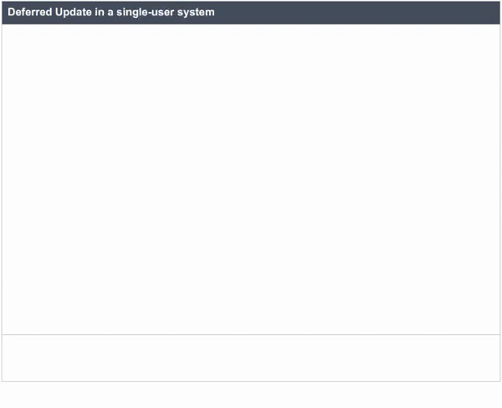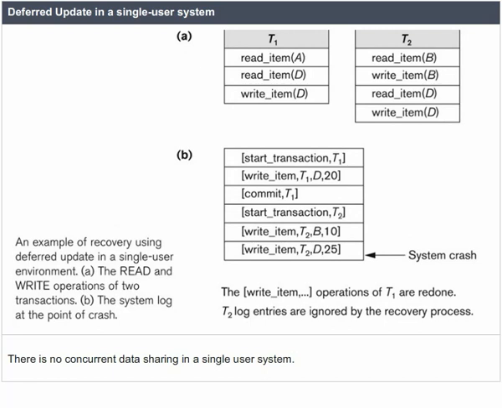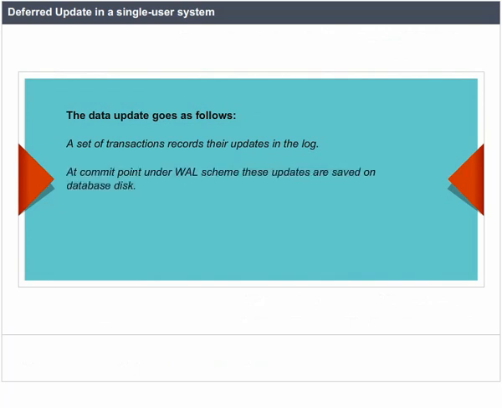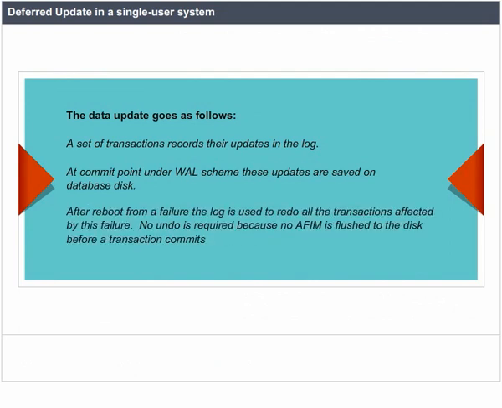Deferred update in a single user system. There is no concurrent data sharing in a single user system. The data update goes as follows. A set of transactions records the updates in the log. At commit point under WAL scheme, these updates are saved on database disk. After reboot from a failure, the log is used to redo all the transactions affected by this failure. No undo is required because no AFIM is flushed to the disk before a transaction commits.